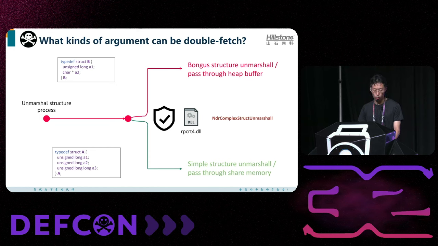Next, we should know what kind of argument we can use for a double fetch. Simple structures or pointers, like integer pointers, strings, or conformant strings, use shared memory. The context structure, also called a bogus struct, is copied to a heap buffer. You may be confused about what a complex or simple structure is. To put it simply, just remember that if a structure contains a pointer, it is a complex structure. This is an example of the simple and complex structures we'll see, and they are treated differently when RPC unmarshals them. Above is the complex structure, which is never used in the shared memory, and below is an example of the simple structure.